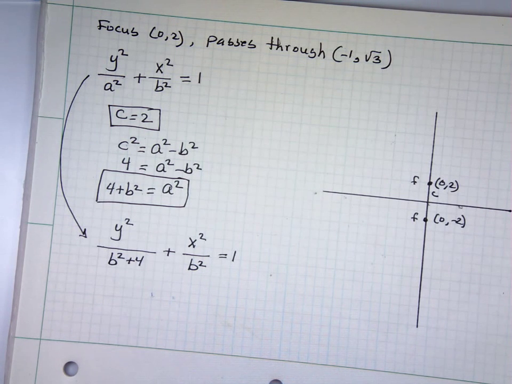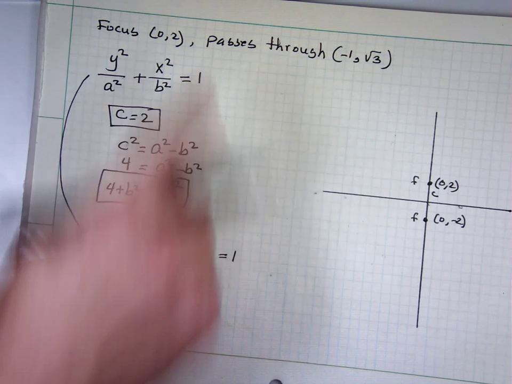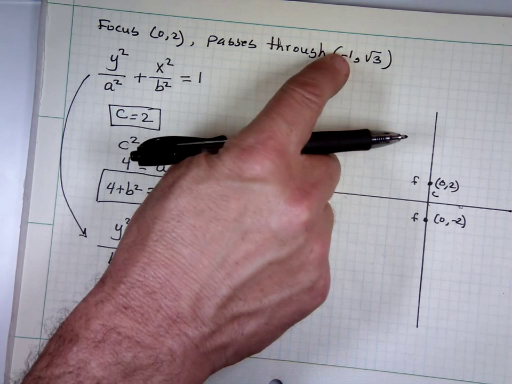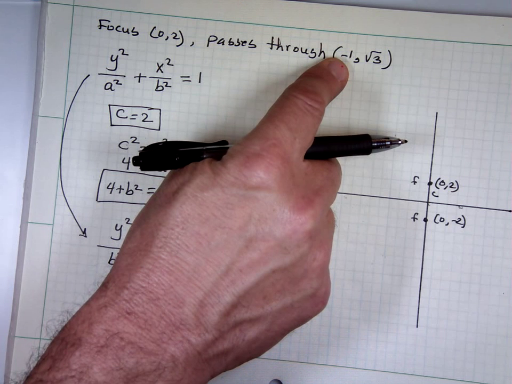Are you on the right track? We have a point sitting here we did not use. It passes through that point. So when x equals minus 1, what's the y value? Plug it in.